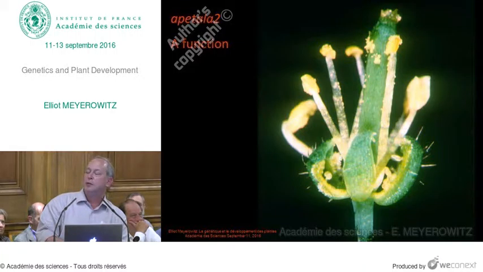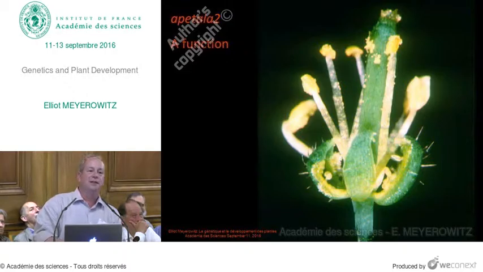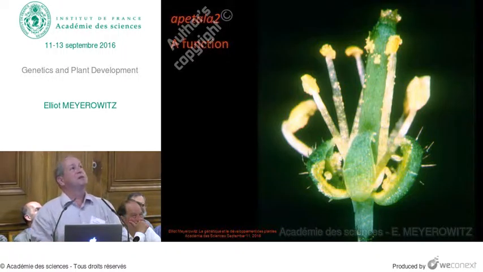So it's a mirror image of the inner parts of a normal flower, and if we call the different regions of the flower, the whorls of the flower, A, B, C, and D, this represents the organ types that are found in D, C, C, and D, something like that. And this is a single gene mutation in a gene called APETALA2.